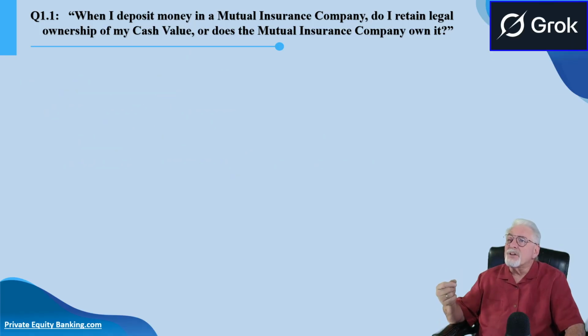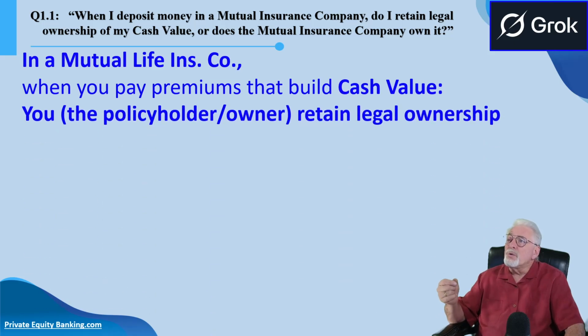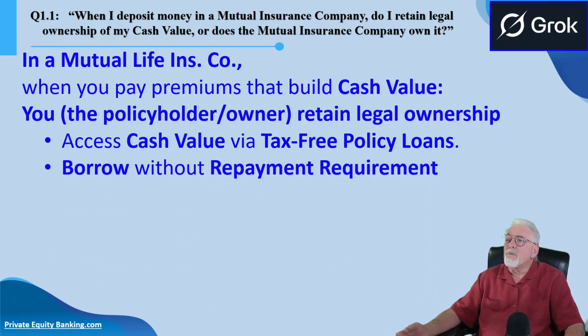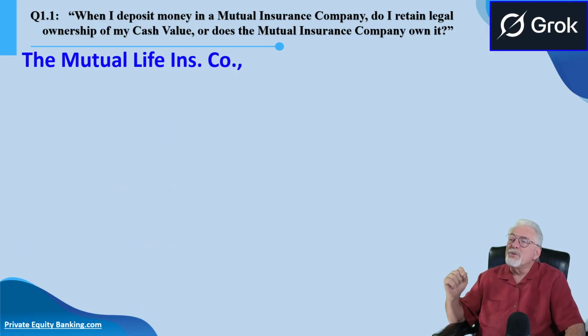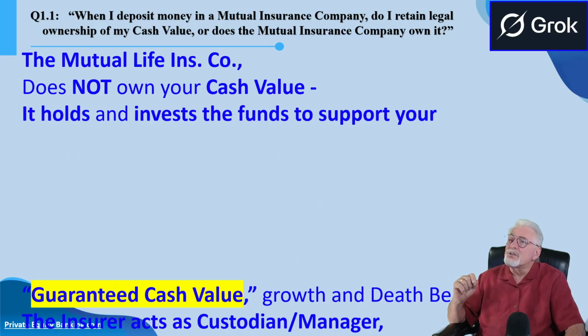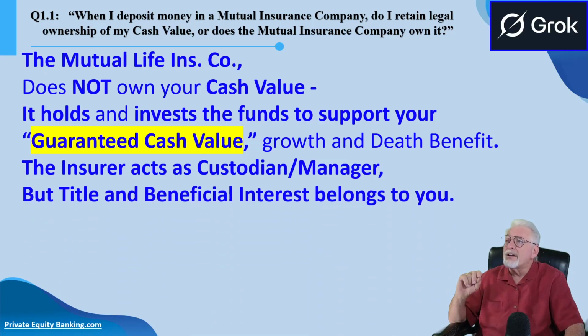Okay? Now, this is the answer that Grok said. In a mutual company, when you pay premiums that build cash value, you, the policyholder/owner, retain legal ownership. You also get access to cash value via tax-free policy loans. We just saw that. You can borrow without repayment requirements. Keep in mind that the mutual life insurance company does not own your cash value. It holds and invests the funds to support your guaranteed cash value, your growth and death benefit. The insurer acts as a custodian manager, okay? That is very different than what we just saw with a bank. The bank doesn't act as your custodian or manager. But title and beneficial interest belongs to you.